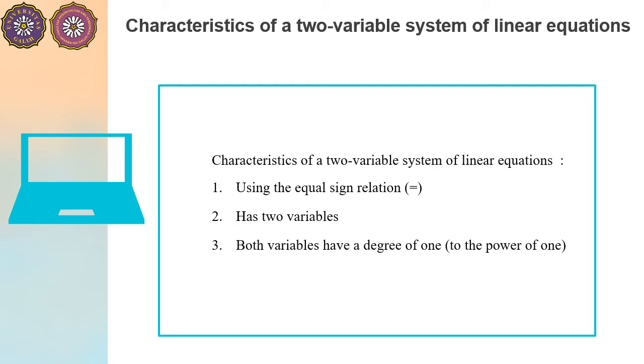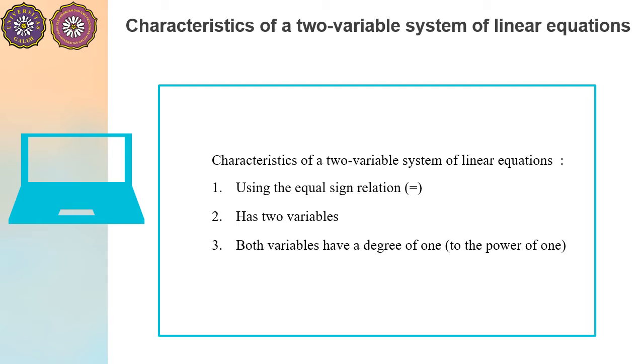1. Term. The term is part of an algebra form consisting of variable, coefficient, and constant. And each term is separated with a punctuation, addition, or subtraction. 2. Variable. Variable or substitution for a number which are usually denoted by letters such as x and y.